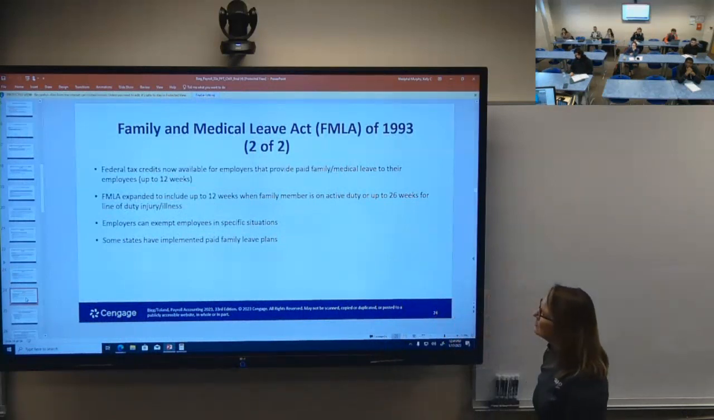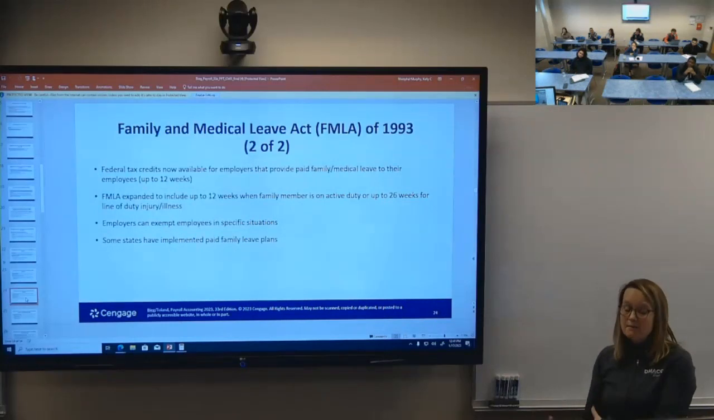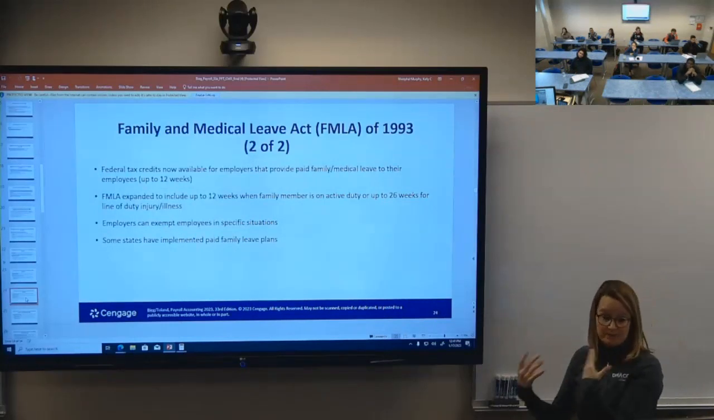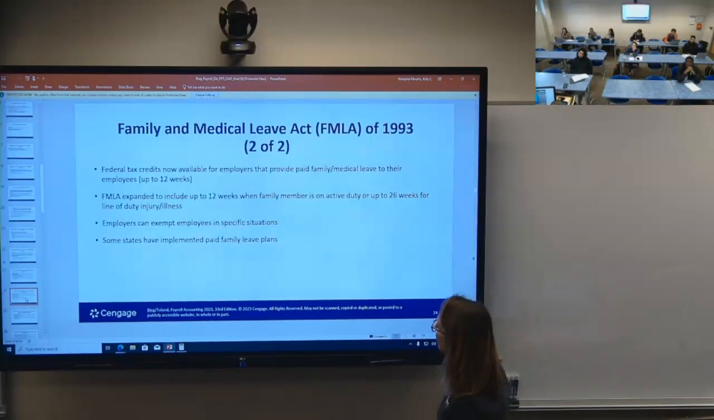There are some tax credits for employers that provide paid family leave. So most employers are required to provide unpaid leave, but if they go that extra step and provide paid family leave, they can receive a federal tax credit for that. So that cuts their tax liability.